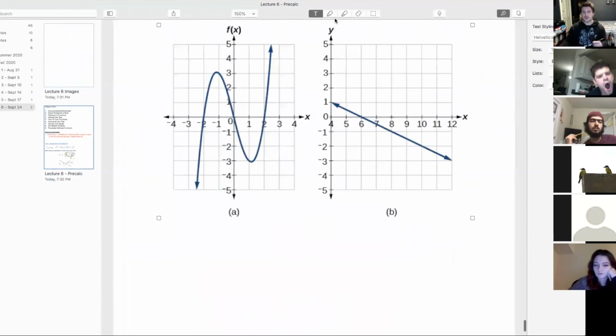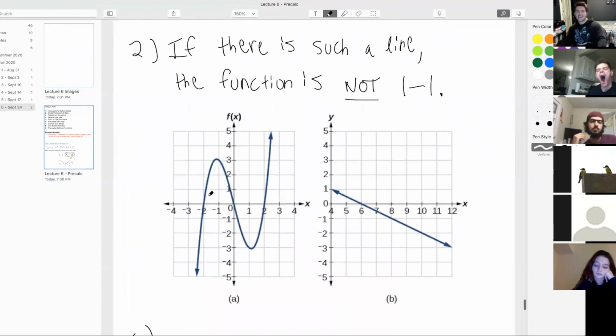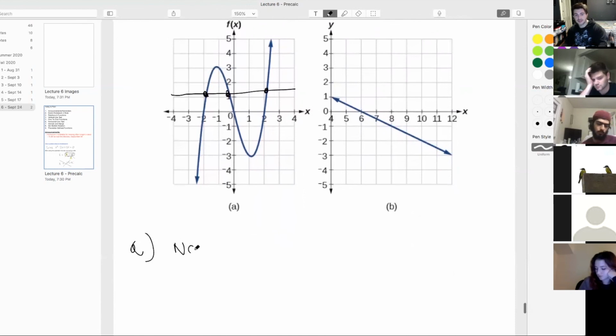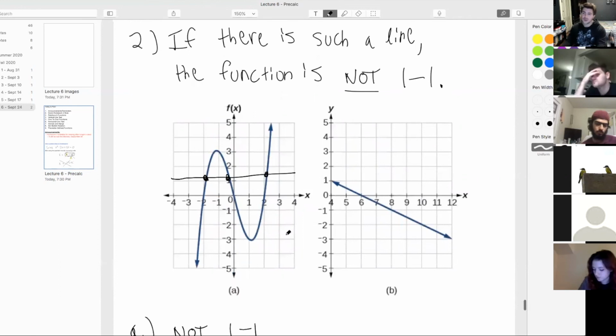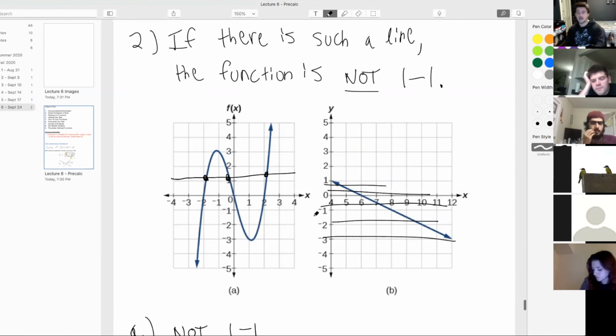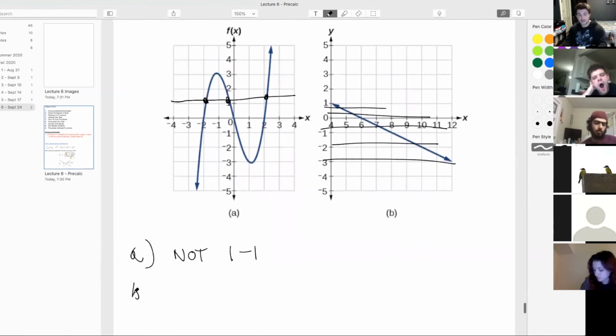So let's use the horizontal line test. Let's look at A first. Is the graph of A a one-to-one function? The answer is no, because look, I can draw a horizontal line here and it crosses the graph more than once. So A is not 1-1, because I found a horizontal line that crosses the graph more than once. But B is, because if I draw horizontal lines, no horizontal line will cross it more than once. So B is one-to-one.